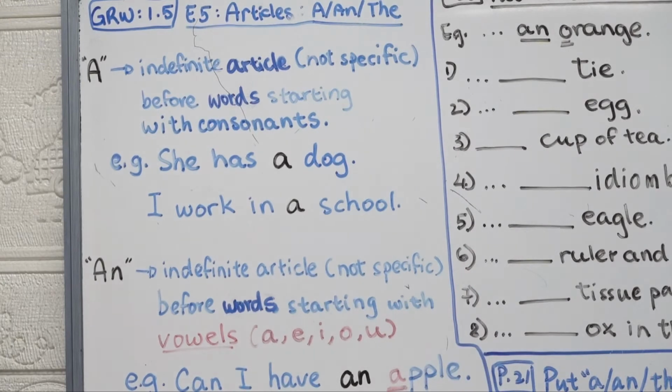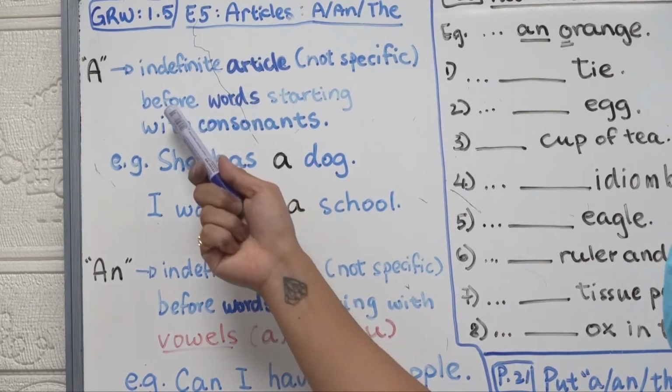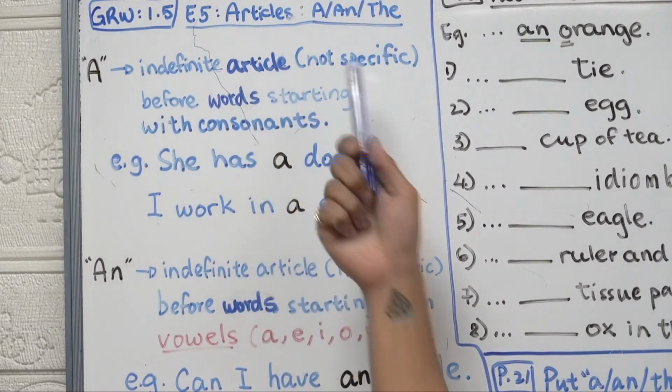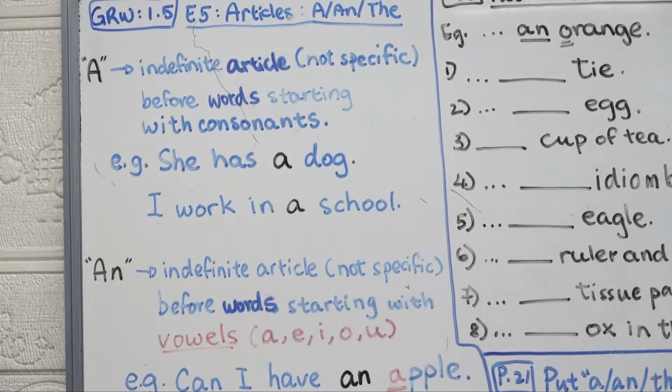Okay, well, she has a dog. Now this dog, right? We don't know what type of dog it is, or what the dog looks like. But if we say, oh, she has that dog, then we know what type of dog we are talking about. Now, a is an indefinite article, not specific, more of a general sense, a bigger picture, okay?